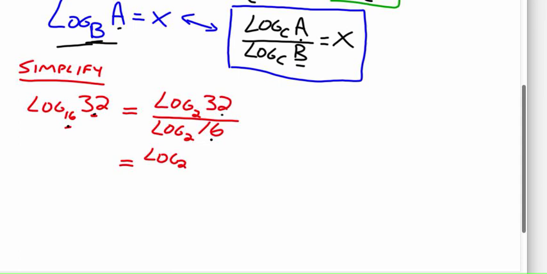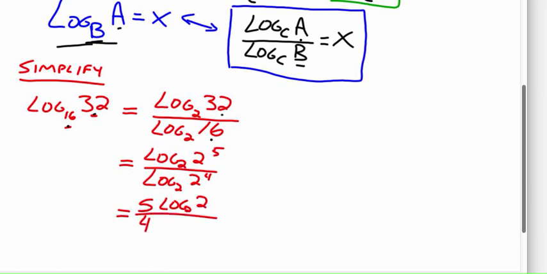2 times 2 is 4, times 2 is 8, times 2 is 16, times 2 is 32. And we just also found out that 16 is 2 to the 4th. Okay, using our logarithmic rules again, we know that 5 log base 2 of 2 over 4 log base 2 of 2. You can look at this in two ways. The log base 2 of 2 can cancel out to be 1, or you've got the same thing in the numerator and the denominator, and you're left with 5/4 for your solution.